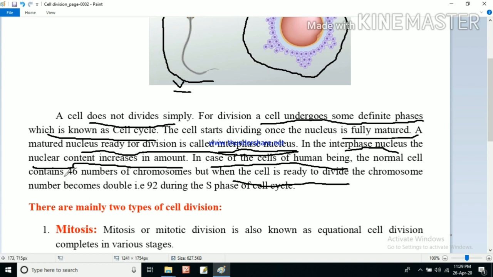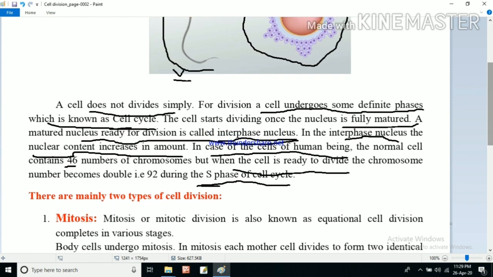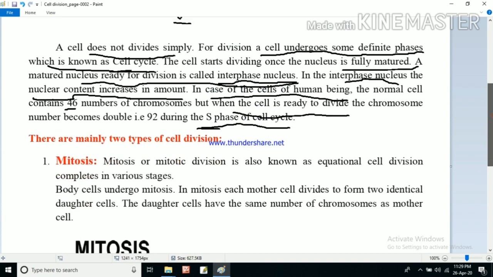This doubling of the nuclear content or the number of chromosomes occurs in the S phase of the cell cycle. In the cell cycle, as I have said, definite phases are there, and one phase is the S phase, also known as the synthesis phase. During the synthesis phase of the cell cycle, the chromosome number of the cell becomes double. Why is this important? We will see that in this division.